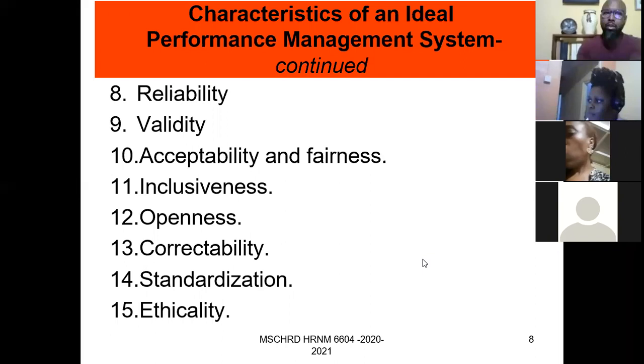But when we say that it is to be reliable, it means that that form, that appraisal tool, when it's designed, and the criteria on the tool itself should be able to be used across the organization, regardless of what department you're in. What's going to differ is the individual requirements for performance, the goals and objectives.